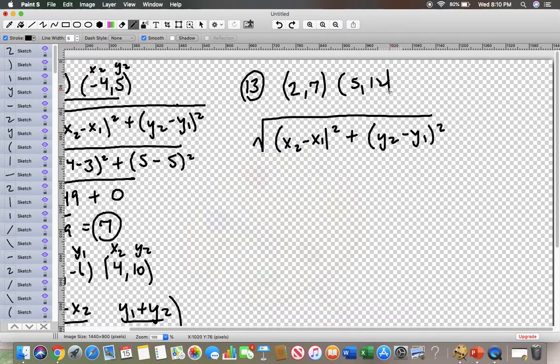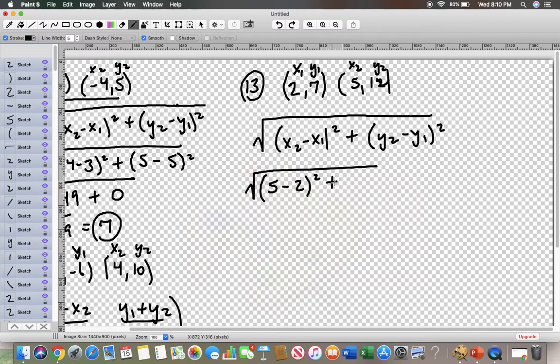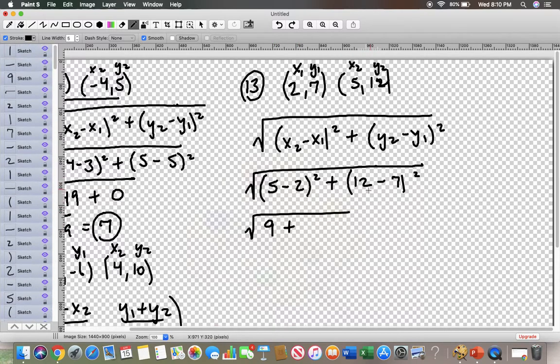Let me label my points up here. This is (2, 7) with x sub 1, y sub 1, and (5, 12) with x sub 2, and y sub 2. So let's just plug in my points. X sub 2 is 5, minus x sub 1 which is 2, squared, plus y sub 2 which is 12, minus y sub 1 which is 7, squared. Simplify. 5 minus 2 is 3, and 3 squared is 9. Plus 12 minus 7 is 5, and 5 squared is 25. So that's the square root of 34.